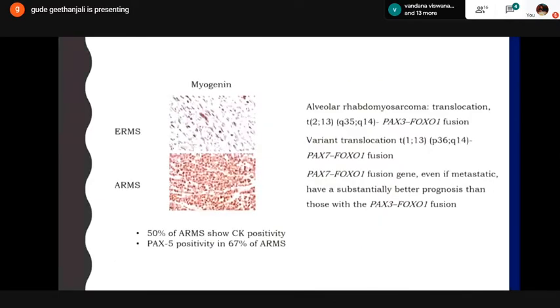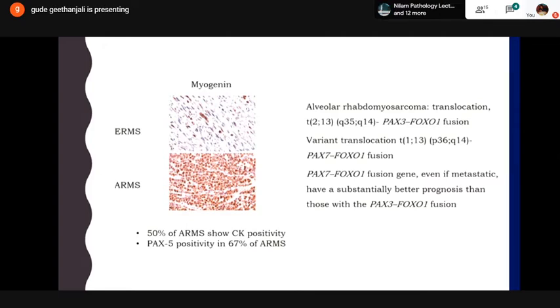Immunohistochemically, to differentiate a solid variant of alveolar RMS from an embryonal RMS, we can use myogenin. Myogenin is diffusely positive in alveolar RMS, whereas in embryonal RMS, it shows patchy positivity. And in embryonal RMS, MyoD1 is much more positive than in alveolar RMS.